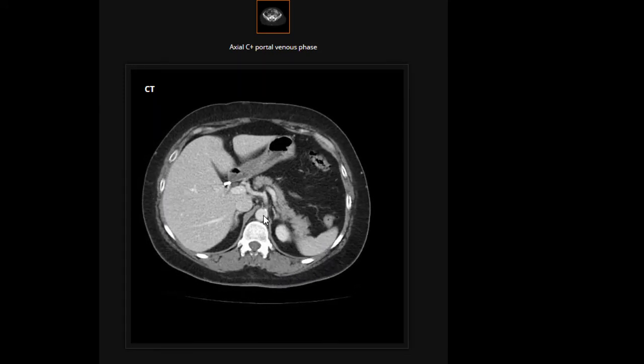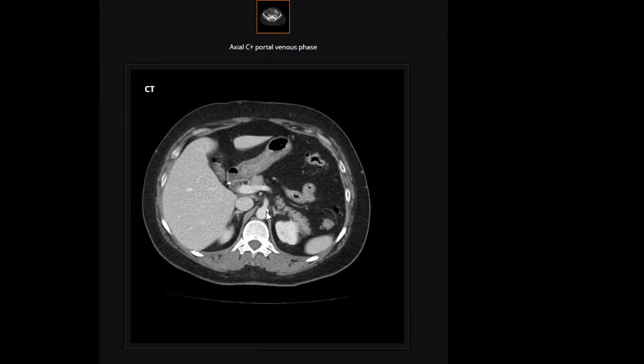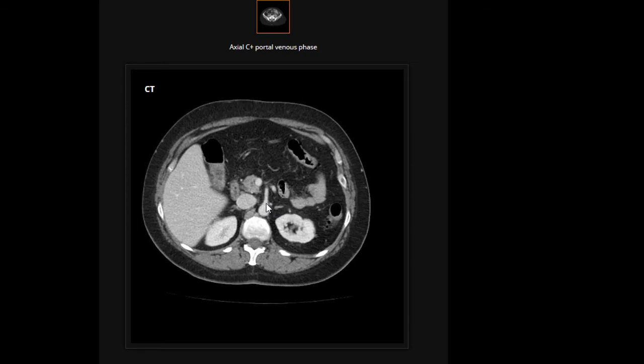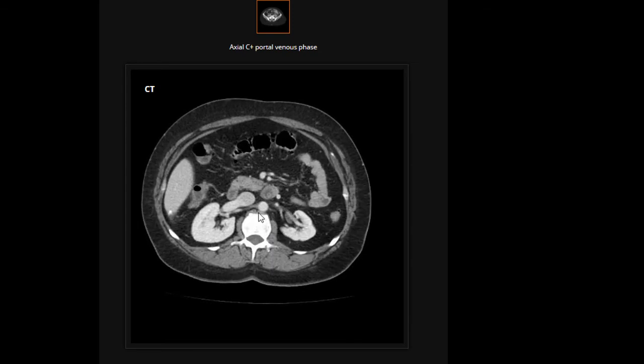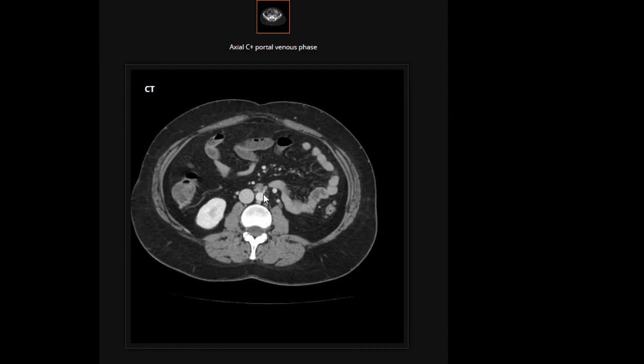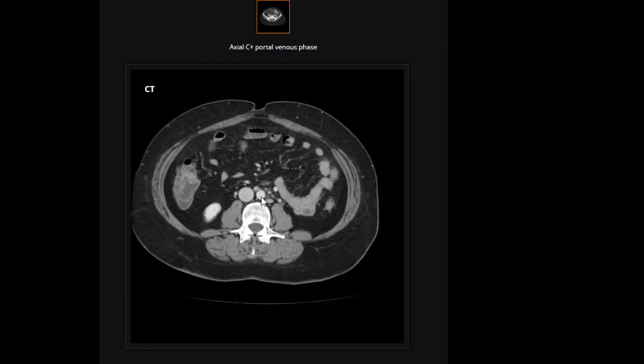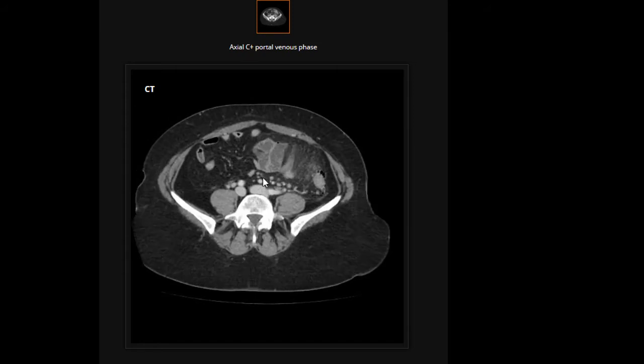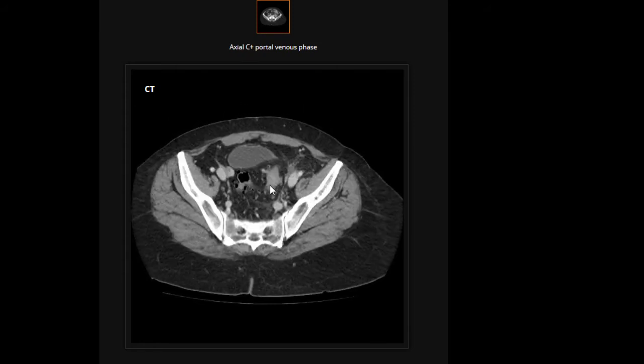So here's the aorta. Here's our celiac artery, a little bit of calcified atherosclerotic plaque here, our superior mesenteric artery, our renal artery origins, and the inferior mesenteric artery origin. The aorta is normal in caliber. There is no significant stenosis.